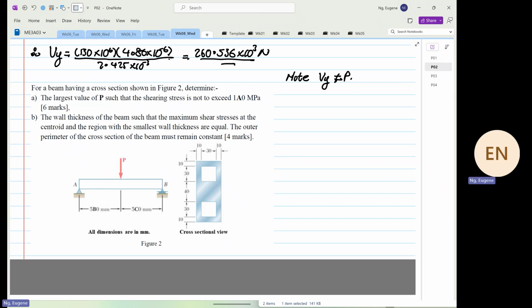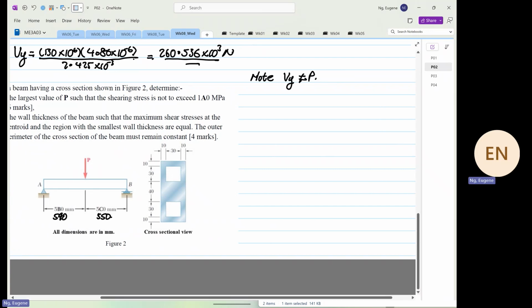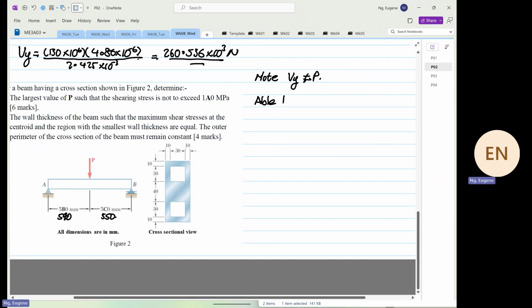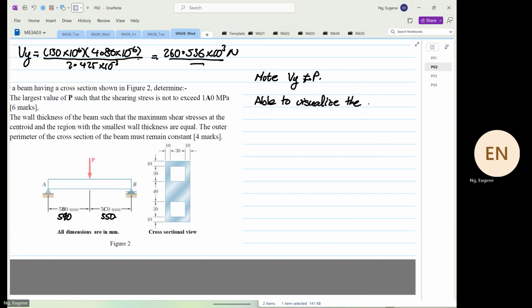So the distance over here, I declared earlier, this is 590, and this is 550, right? So in your mind, you have to come up with how the shear force will distribute. You need to be able to visualize the shear flow or the shear force distribution. Okay. So from here, we are going to draw our FBD.